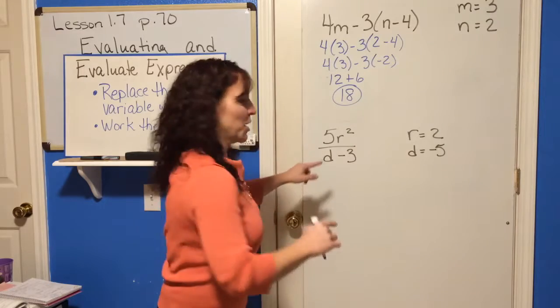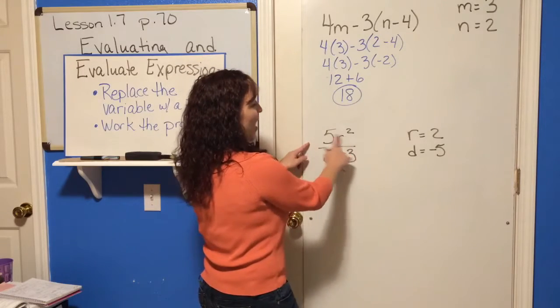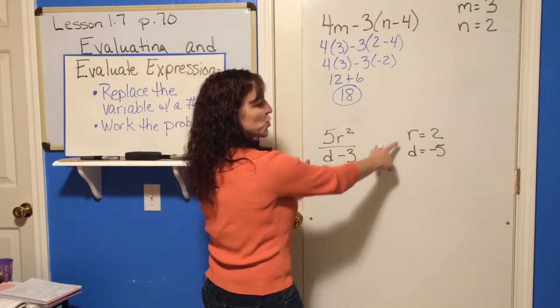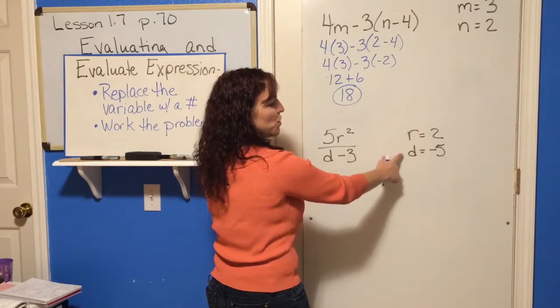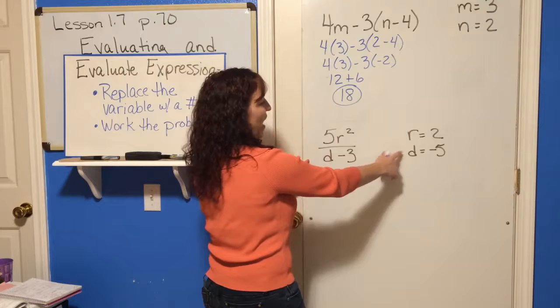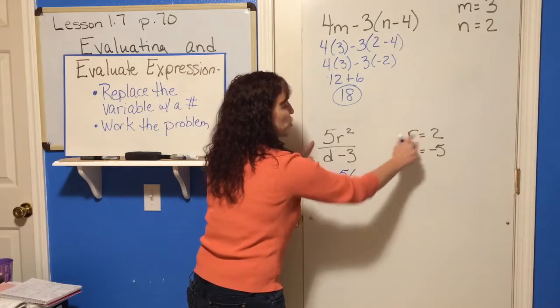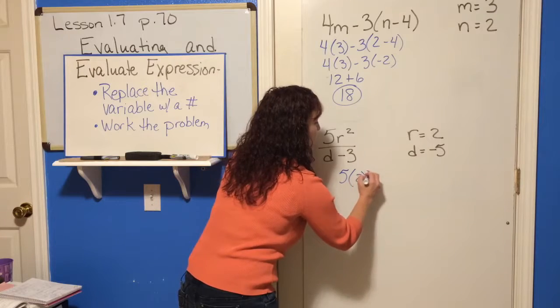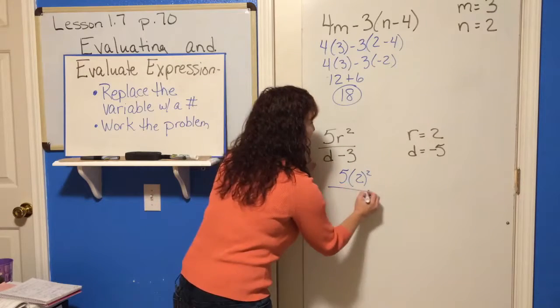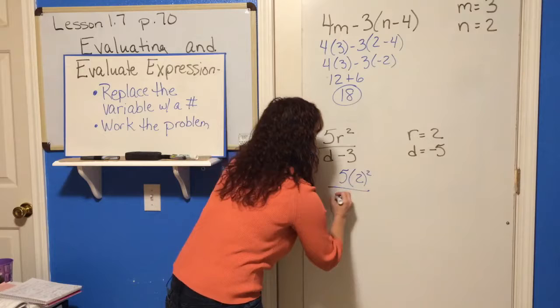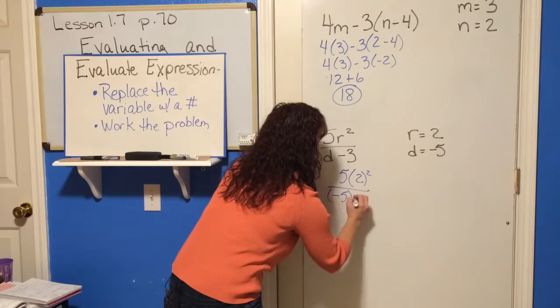Did you pause it? Here we go. 5r squared divided by d minus 3. Here's our r puzzle piece. It's 2. And our d puzzle piece is negative 5. So just fill them in. So 5 times r is 2, we're going to square that, we're going to divide by negative 5 minus 3.